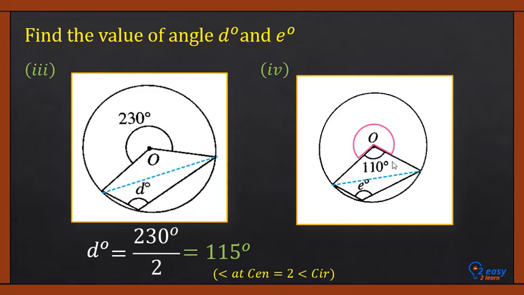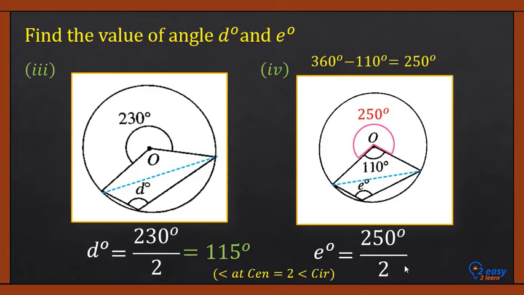And we know that the sum of angles about a point is 360 degrees, and we want to calculate the major angle, so we need to subtract 110 from 360 degrees. So 360 minus 110 is equal to 250 degrees. So the angle at the center formed by the major arc is 250 degrees, and the angle at the circumference is E degrees. So the circumference angle should be half of the center angle. So E should be equal to 250 divided by 2, and it is 125 degrees.